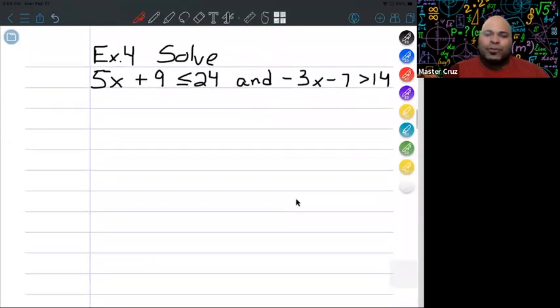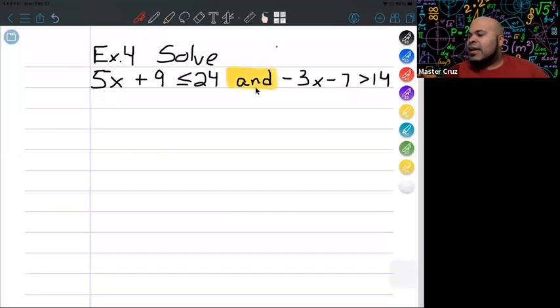Let's go to example 4. Now, example 4 requires a little bit more work. So here we go. I have to solve the first inequality independently, and I'm going to solve the other inequality independently.